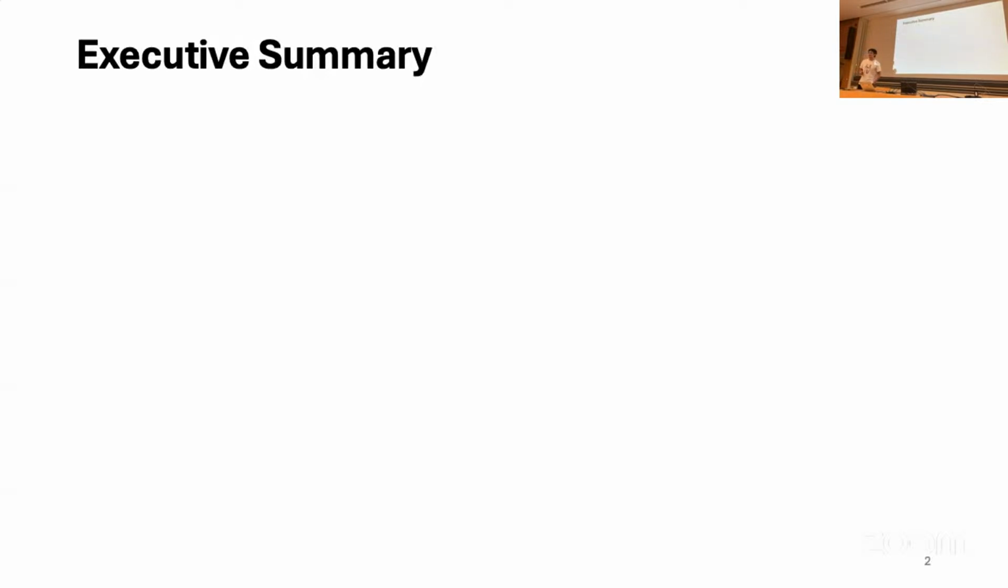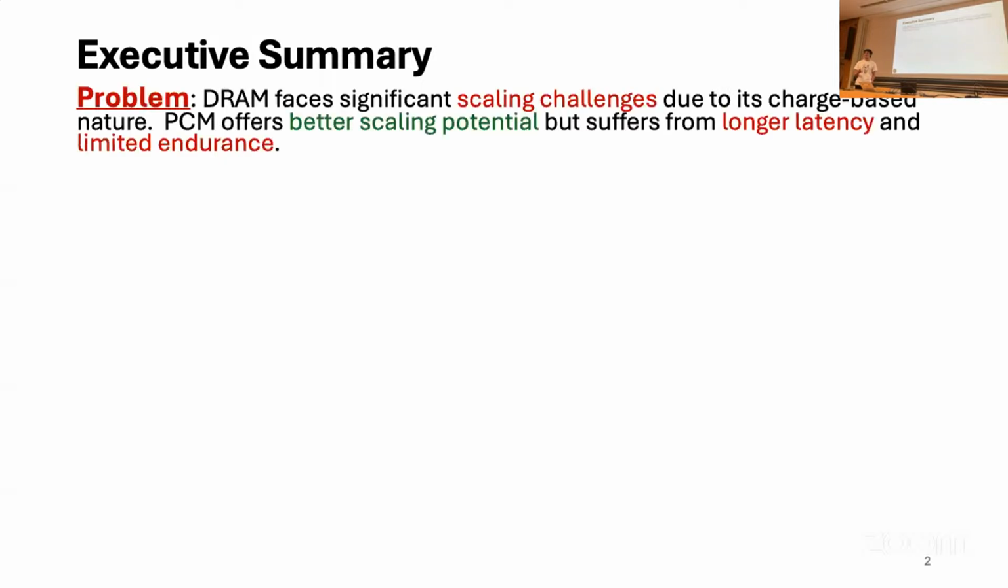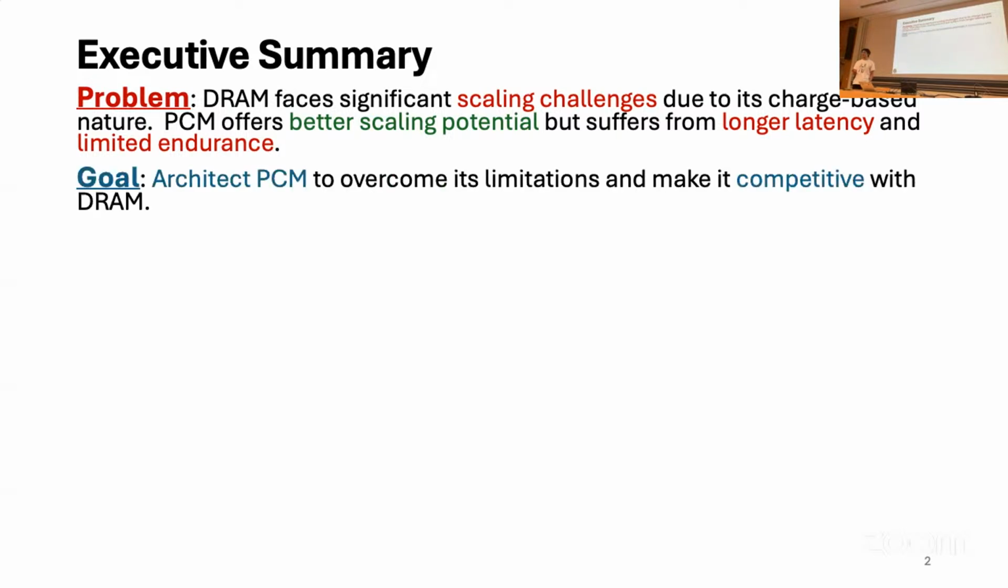All right. So to give you a high-level overview of what the paper is about, I'll start with the executive summary. The problem the paper addresses at its core is the DRAM scaling problem. PCM is expected to scale better to smaller technology nodes, but it suffers from high latency and high energy compared to DRAM, and we also have limited endurance. So the goal of the paper is to find architectural solutions to overcome PCM's major shortcomings relative to DRAM and make it a competitive alternative technology, which promises better scaling.